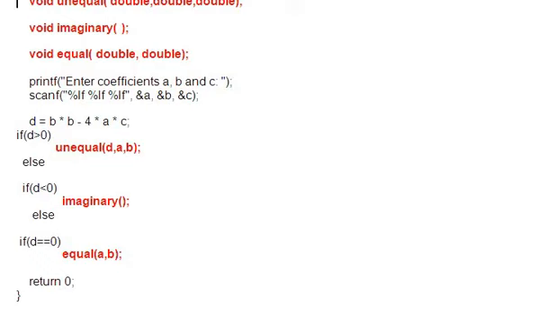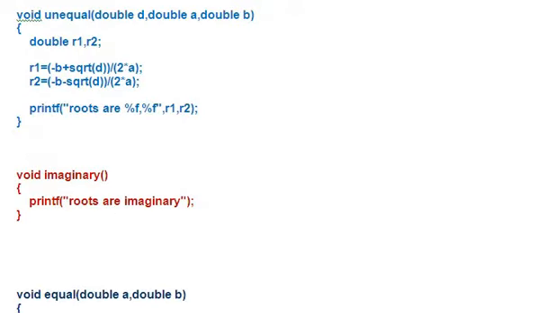So in unequal we need to pass d, a, b. In case of equal we need to pass only a, b because the roots are real and equal, minus b by 2a. We'll see the function definitions now. Look at the first function definition, unequal. So R1 is minus b plus square root of d by 2a and R2 is minus b minus square root of d by 2a.